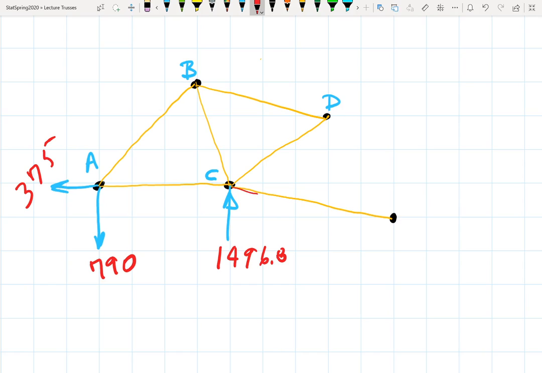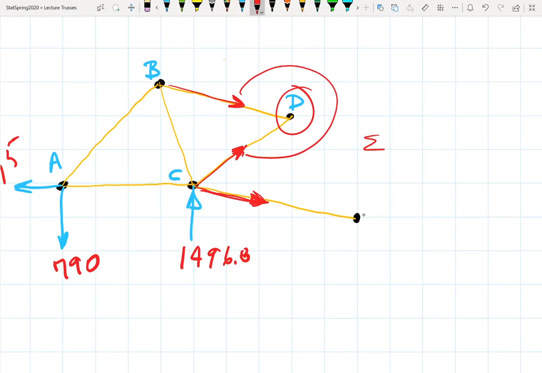I can do this in an interesting way here. I might have a force running down this. I'm just guessing directions. And then I'm going to guess that it goes this way. Now, this time, this force and this one are both connected to D. So this time, I'm going to sum the moments about D equaling 0.